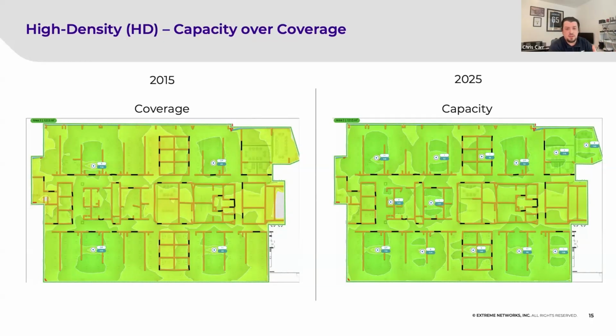And actually, to throw this out to the chat as well, what is the most common design that you see? Do you see people still asking for coverage more often, or do you see capacity? So if you drop in a note to say coverage or capacity, what are you seeing the most of now? Because certainly from my perspective and Simon's perspective, pretty much all we see is capacity now.